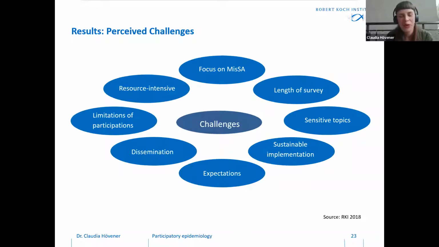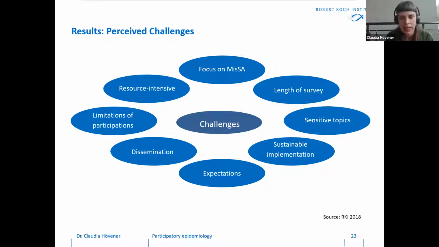But there were also some challenges, and some of them are particular to the MISA study. Why was there a focus only on migrants from sub-Saharan Africa? The survey was too long. Some of the topics, because it was sexual health, were too sensitive. It was resource intensive, and there were limitations of participation. In particular, two challenges were pointed out quite a few times.